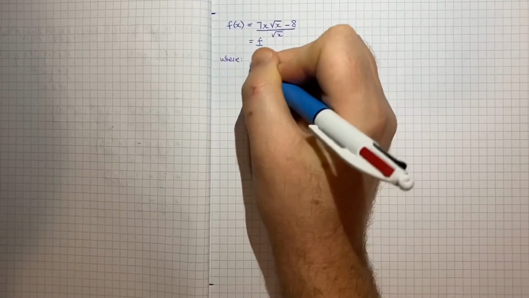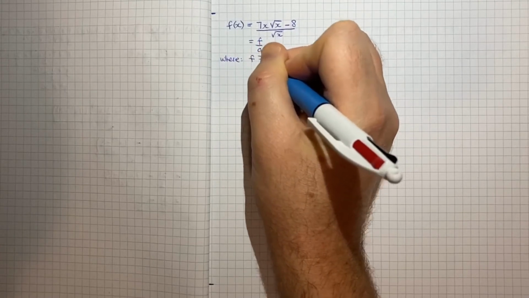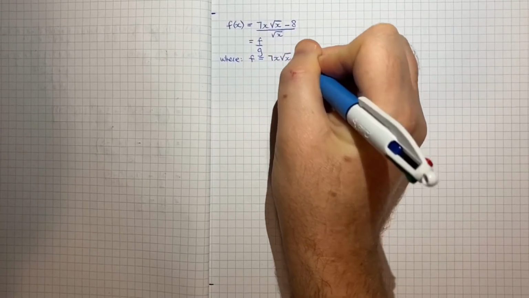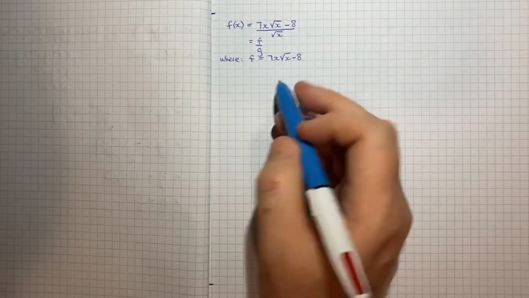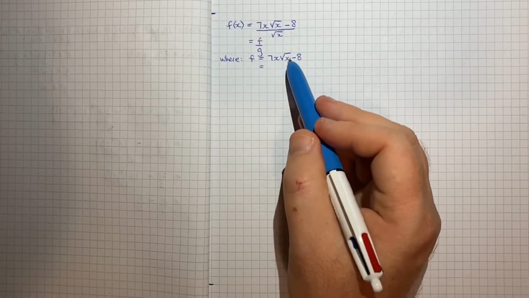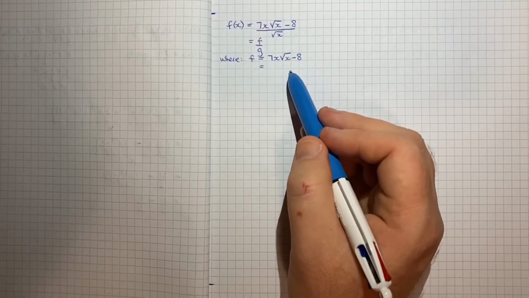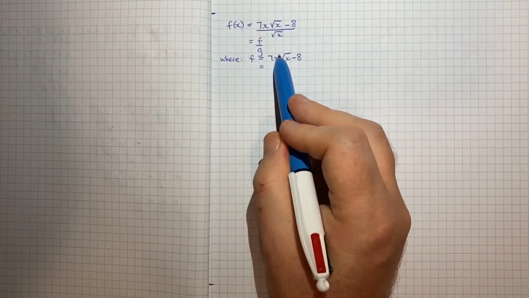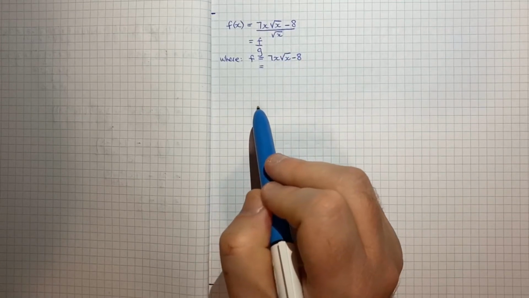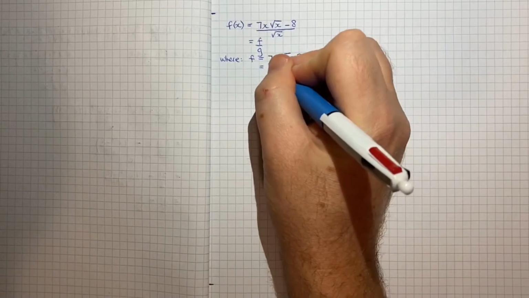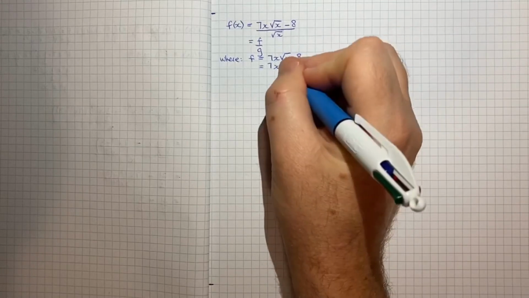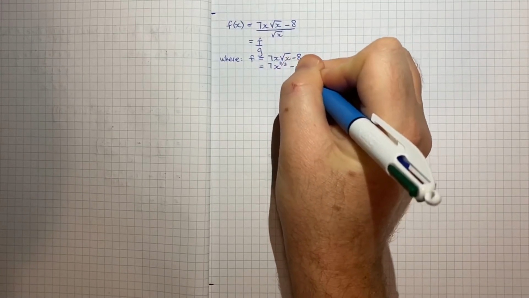where in this case f is equal to the numerator, 7x times the square root of x minus 8, which we can simplify a little because we know that the square root of x is the same as x to the power of a half. When you have x to the power of something times x to the power of something else, you can add up those exponents. So we'll get 7 times x to the power of 1 plus a half is 1.5, or 3 on 2, minus 8.